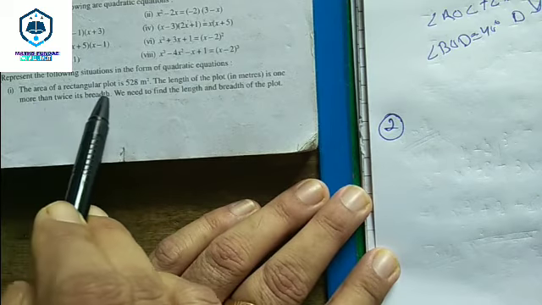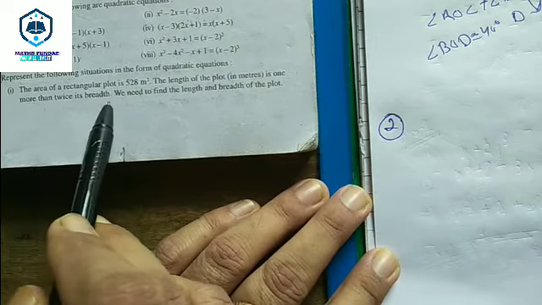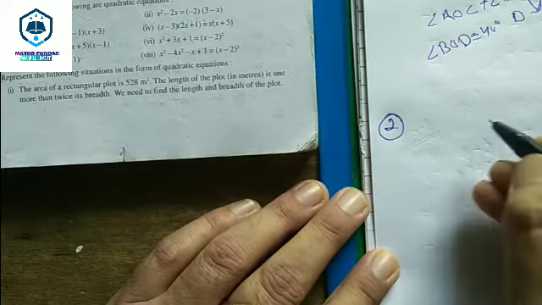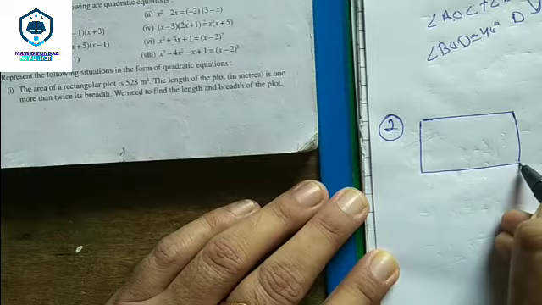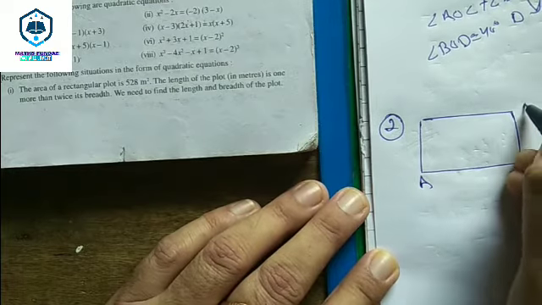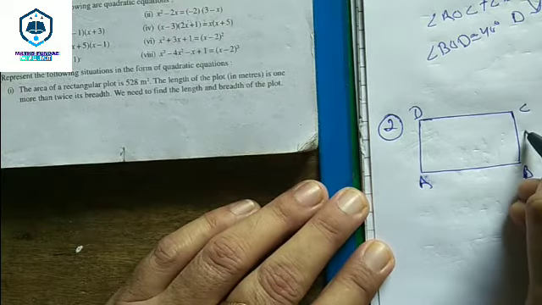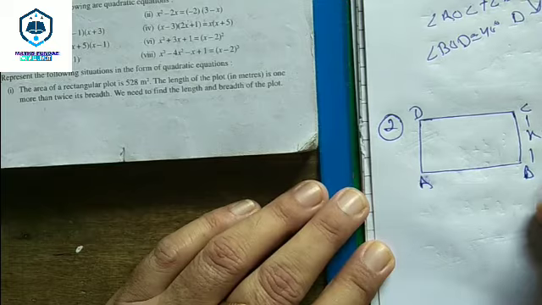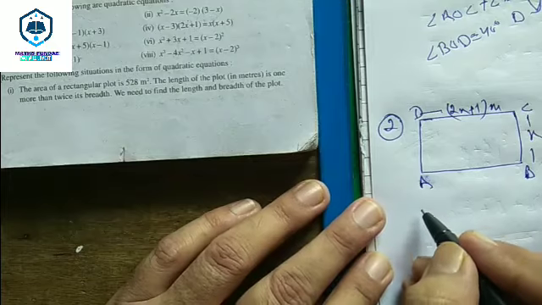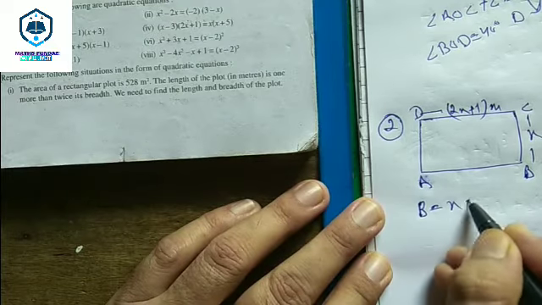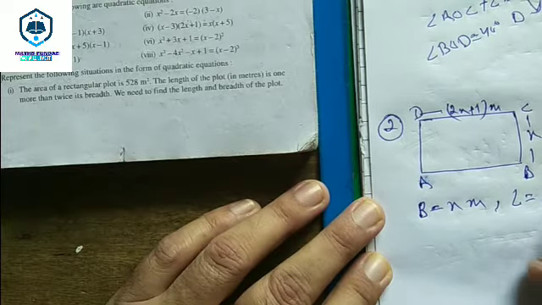Now the area of a rectangular plot is 528 meters square. The length of the plot in meters is one more than twice its breadth. So we need to find the length and the breadth of the plot. Suppose we have a plot A, B, C, D. Let us assume that the breadth is x meter, then length is 2x plus 1 meter. So we are taking, let breadth be x meter, then L, that is length, is equal to 2x plus 1 meter.